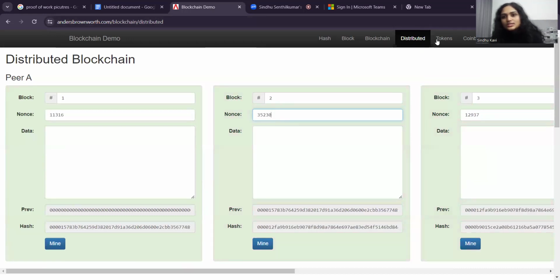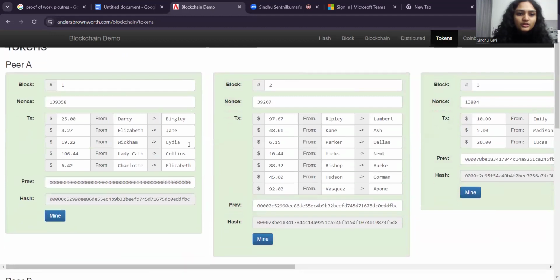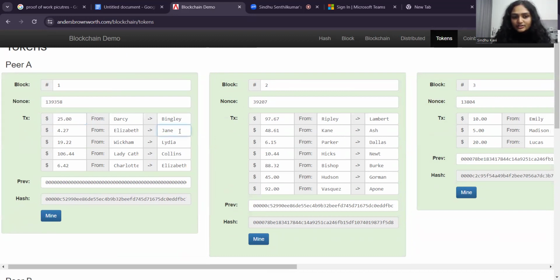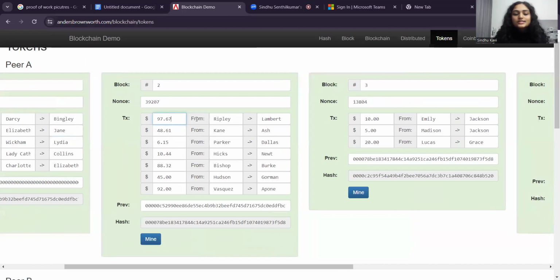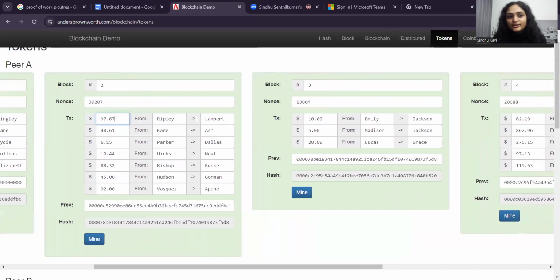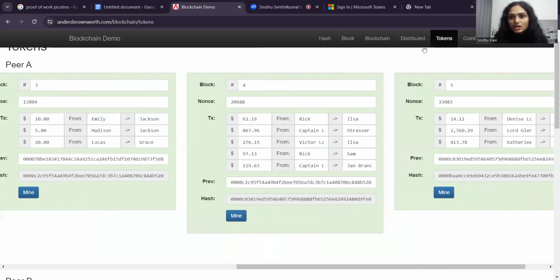Moving forward to tokens. So in this part, we will be looking at the transactions part, which serves as a very important data component, showing the amount that is being sent and received by the different parties. So you will notice that if I change one thing, everything differs. So that basically showcases the immutable nature again of the blockchain system.